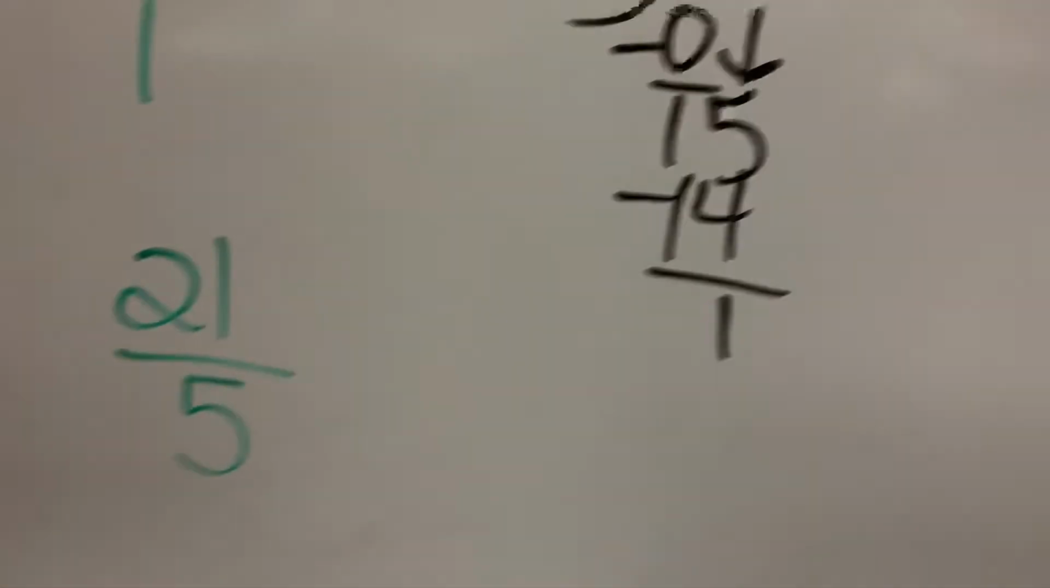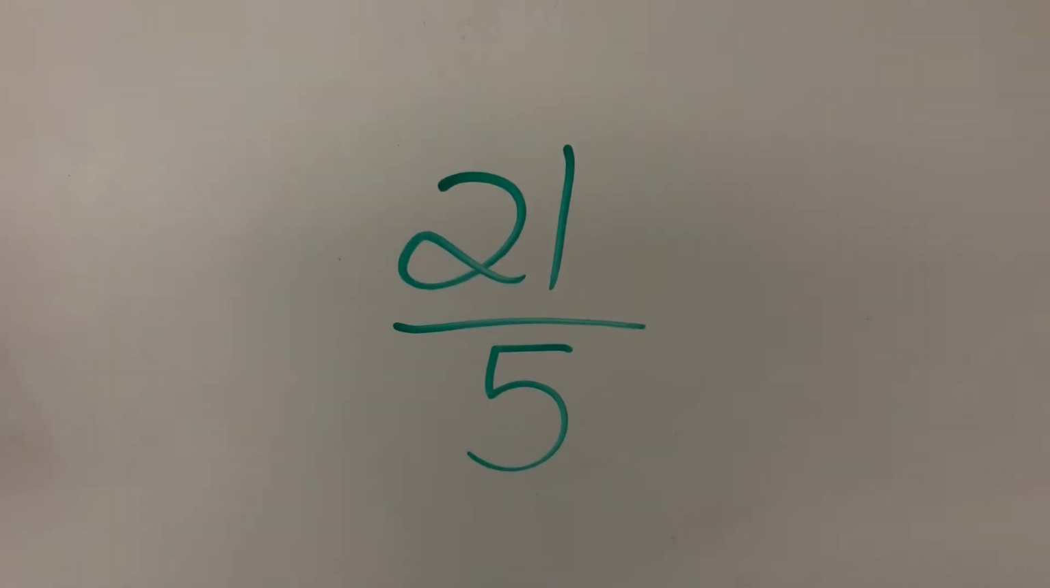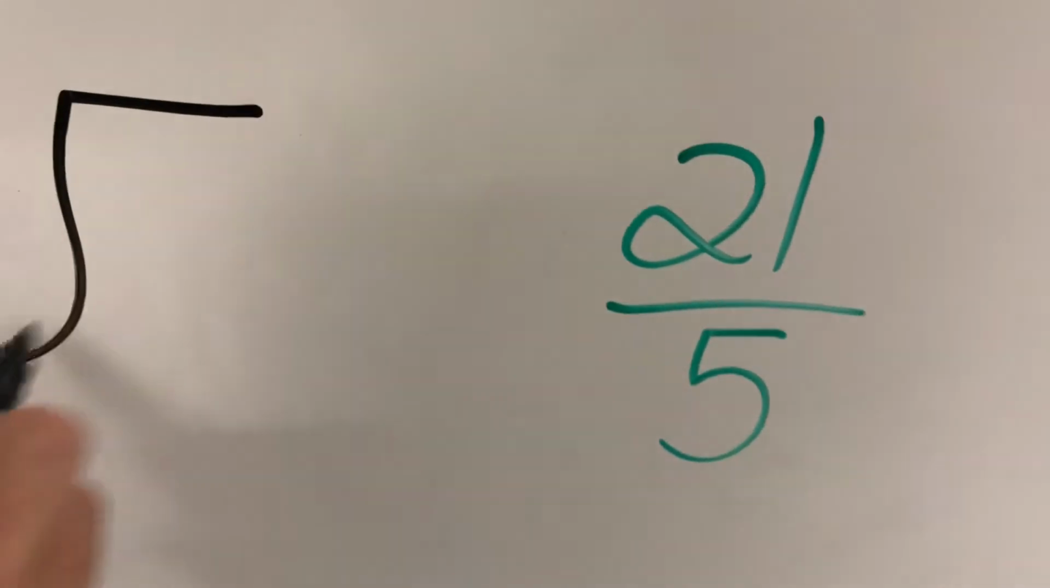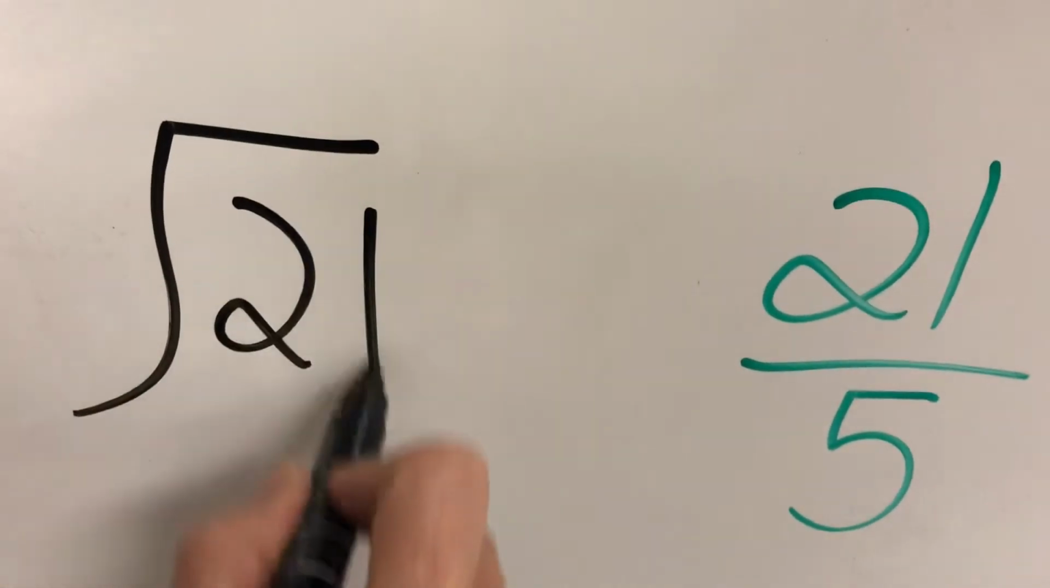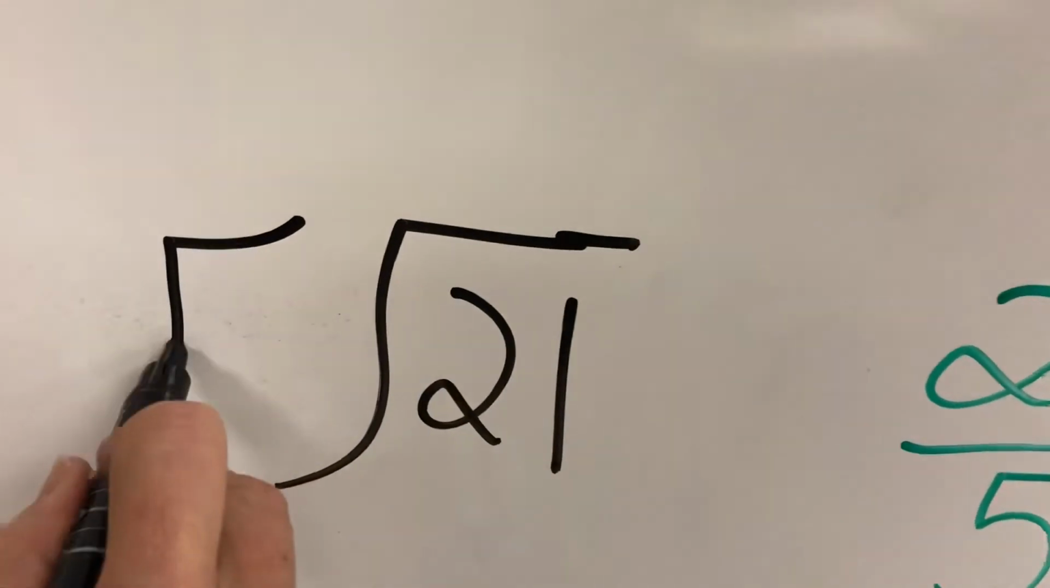Let's try another example. How about 21/5? Do you remember what I said you divide by? You're going to put the 21 inside and you're going to divide it by the denominator of 5.